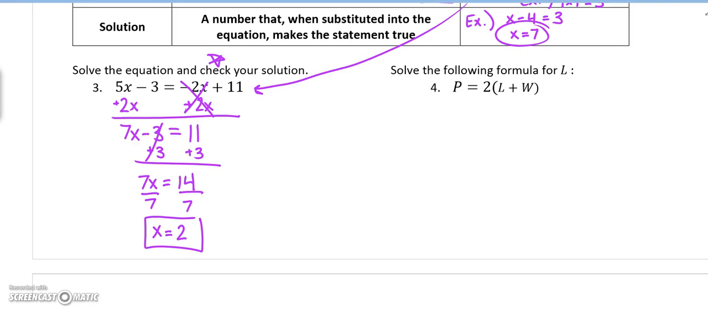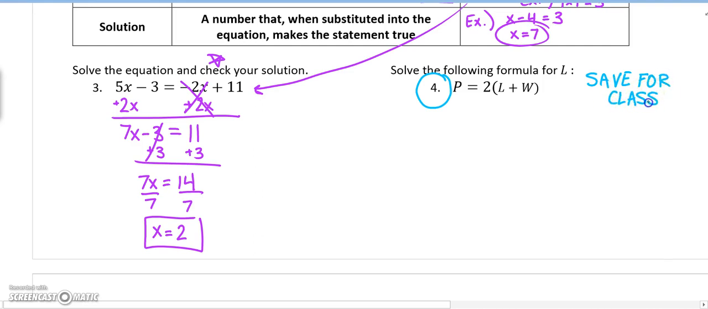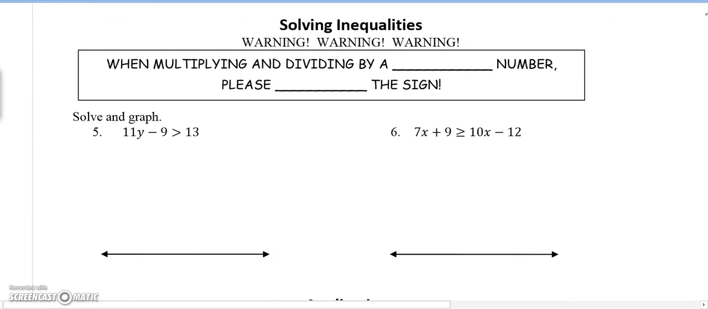All right, number 4, I'm actually going to circle that one and save that for class. If you think you can do it on your own, feel free to try. It's always good to attempt problems. That way, if you get it right, you know you're good, and if you get it wrong, you can figure out what mistakes you're making so you don't make them again. So feel free to attempt it, but otherwise your teacher will go over it in class.